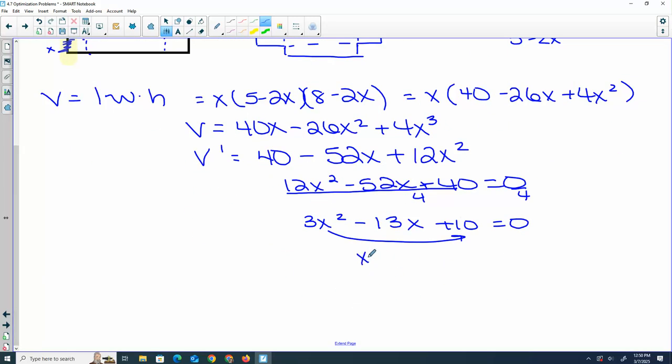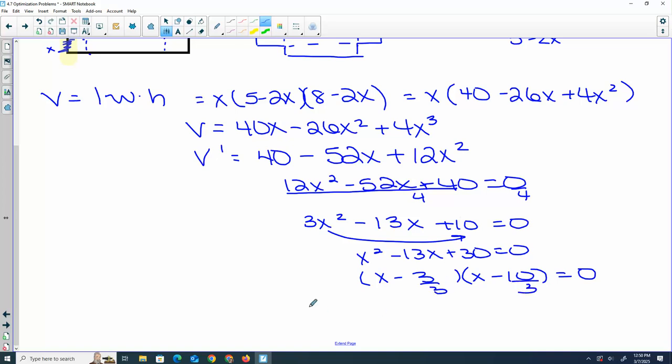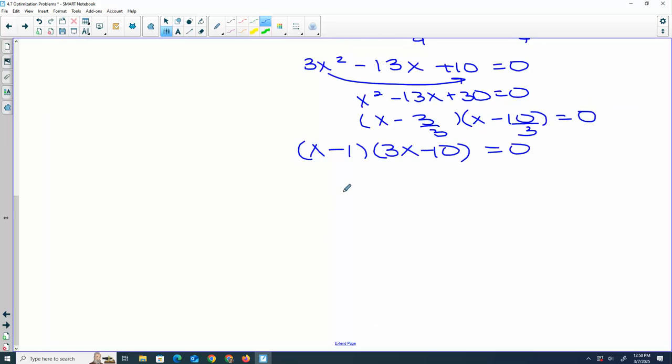So this second side. What multiplies to 30? Negative 3, negative 10. Divide the 3 back. So we get x minus 1, 3x minus 2. Okay, if we set those equal to 0, I get positive 1 and positive 10 thirds.